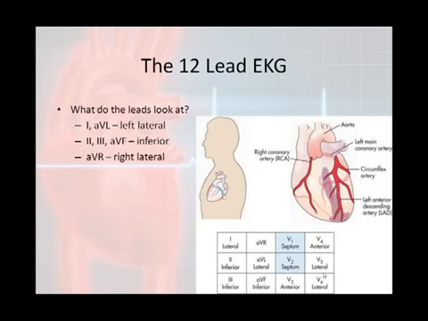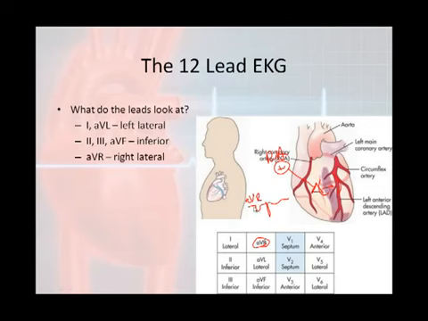AVR is actually right lateral, and the main reason that we have an AVR is to confirm that the electrical conduction is going in the proper direction. Because AVR is a unipolar lead, you have a positive electrode up here on the right arm. The heart is the negative, the central terminal. You're looking in this direction. You can use AVR to confirm that the electricity is traveling in the proper direction, because you're going to have an inverted P wave, an inverted QRS, and an inverted T wave. All of this is going to be in your AVR lead.